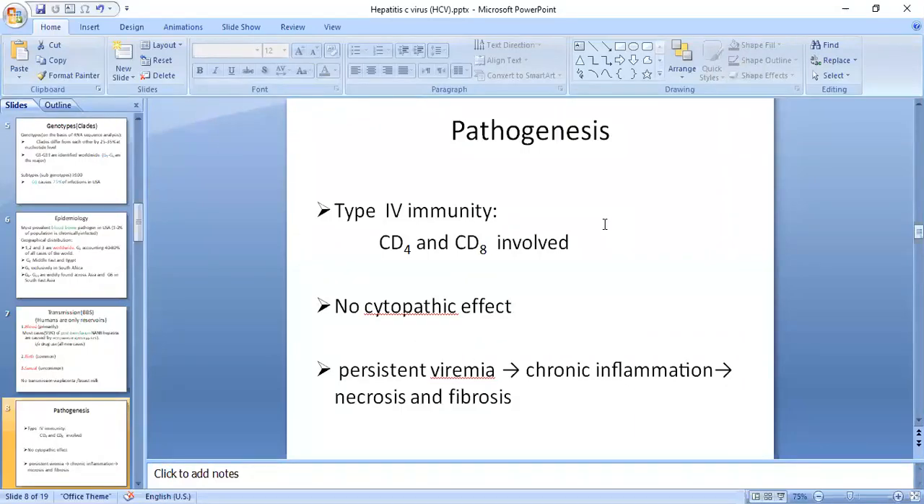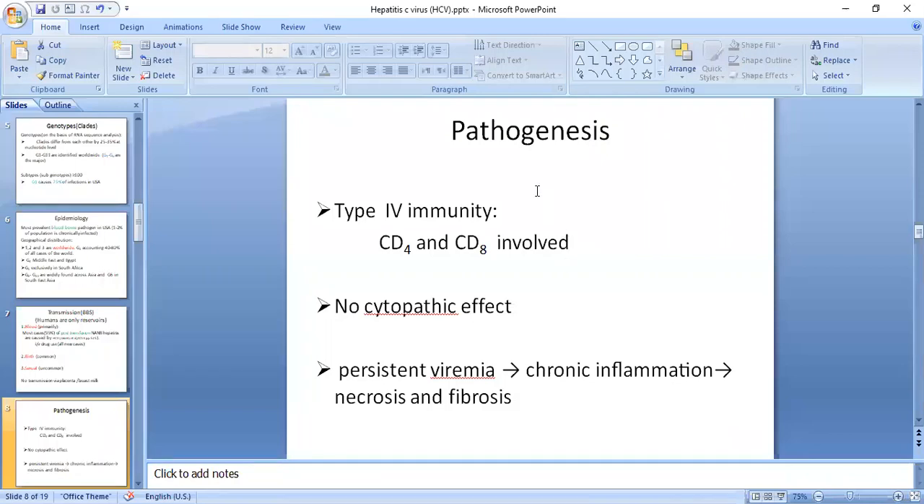So what happens in hepatitis C virus infection when it leads to chronic hepatitis? There is persistent viremia, then chronic inflammation, and this leads to necrosis and fibrosis, leading to cirrhosis, and then hepatic carcinoma.